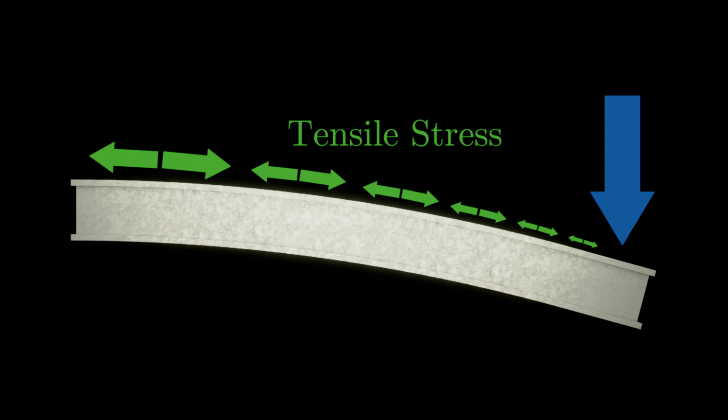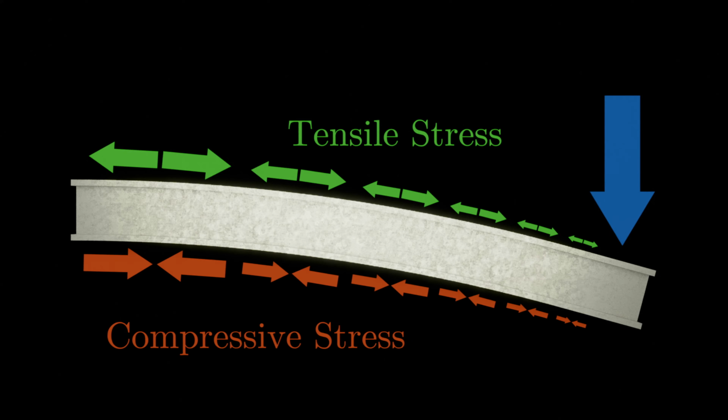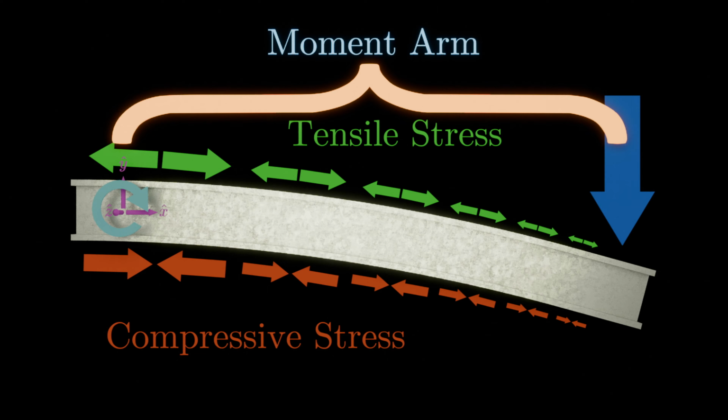Let's imagine we fix our I-beam on one end and apply a load to the other. The I-beam will deflect under this load, leading to tensile forces stretching out its top surface and compressive forces compressing the bottom. The rotational force that drives this bending is called a moment, and it's a product of the applied force and the moment arm, or the distance from the applied force. As the moment arm increases, so too does the moment, which is why the tensile and compressive stresses increase towards the fixed end of our beam.